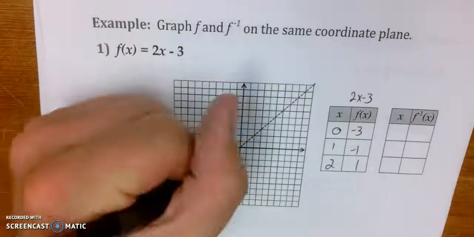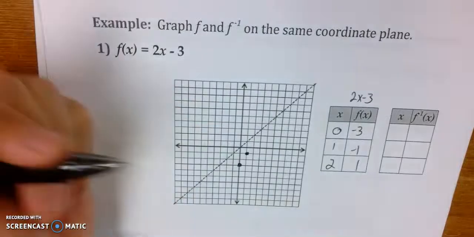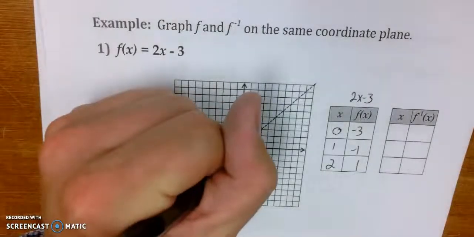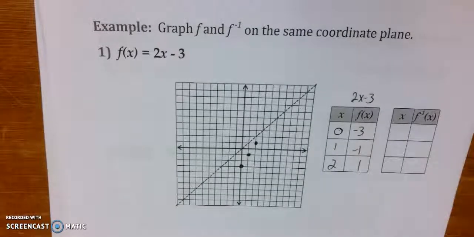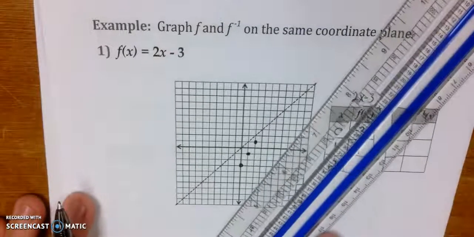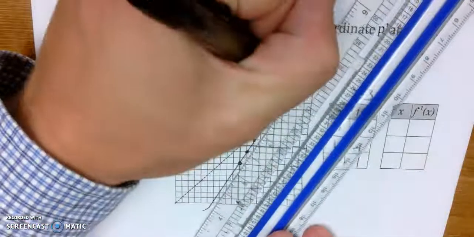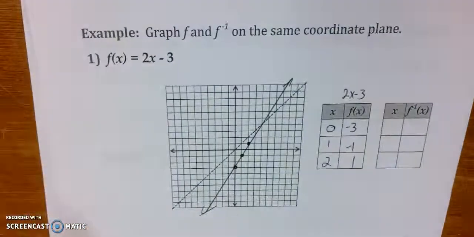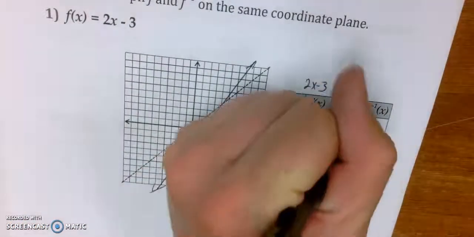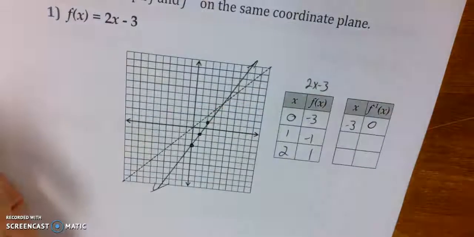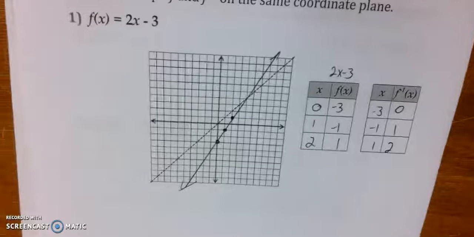So I can graph these: 0, negative 3, 1, negative 1, and 2, positive 1. Or you could just kind of think of this as, hey, let's go slope-intercept form, shall we? Right? So let me graph one line here. Yay. And now to find the inverse, well, this is easy enough. I just need to take these and flip-flop them. So that's negative 3, 0. That's negative 1, 1. And that's 1, 2.